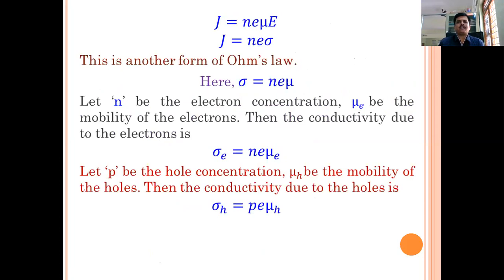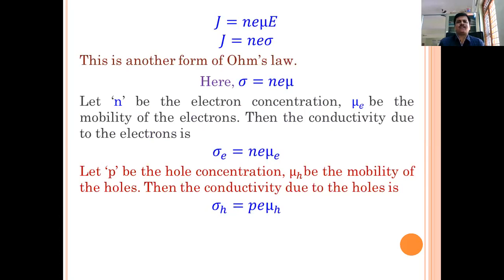Hence, it can also be written in terms of conductivity sigma as J equals sigma E. This is another form of Ohm's law, and here the conductivity sigma equals ne mu. n is the electron concentration, e the charge, mu the mobility of the particles.